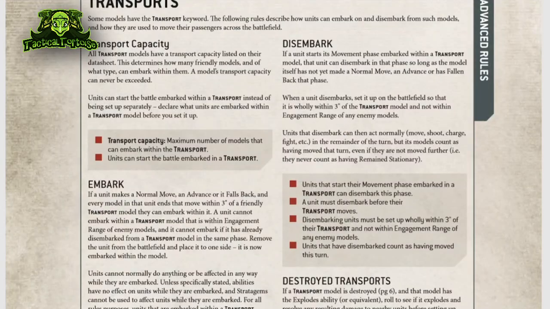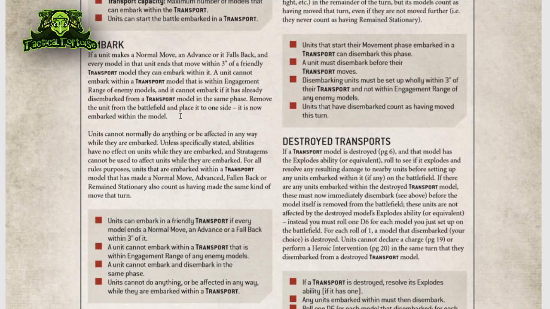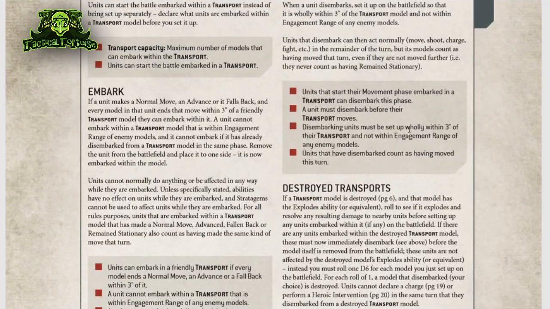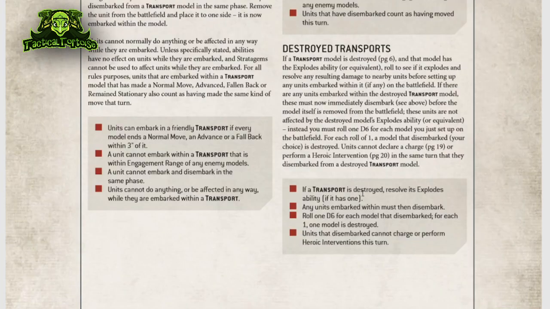Transports got a couple of changes. You cannot embark in a transport that's in engagement range of an enemy, and in addition, when you disembark, you will be placed wholly within 3 inches of the transport rather than just 3 inches. Back in 8th edition, you could just place 3 inches away, and that would allow you to get the extra measurement from the edge of your base. In this case, that has been removed, and now you have to be able to fit your entire unit completely within that 3-inch bubble. Just like the 8th edition FAQ stated, you weren't able to charge out of transports that were destroyed on that turn.